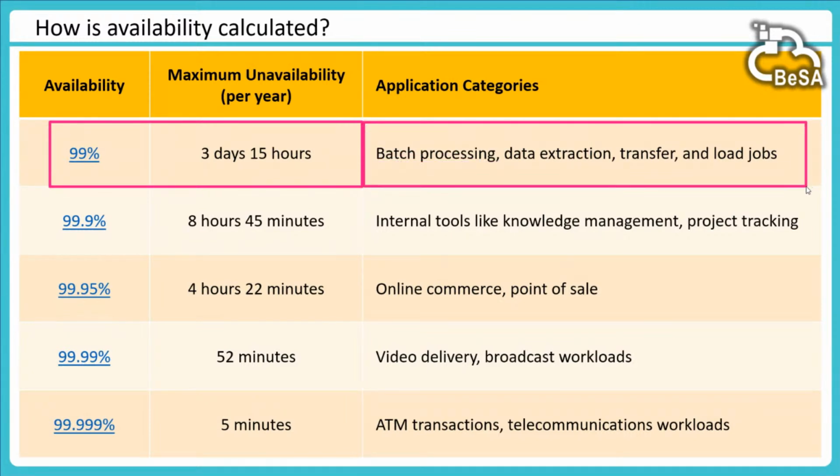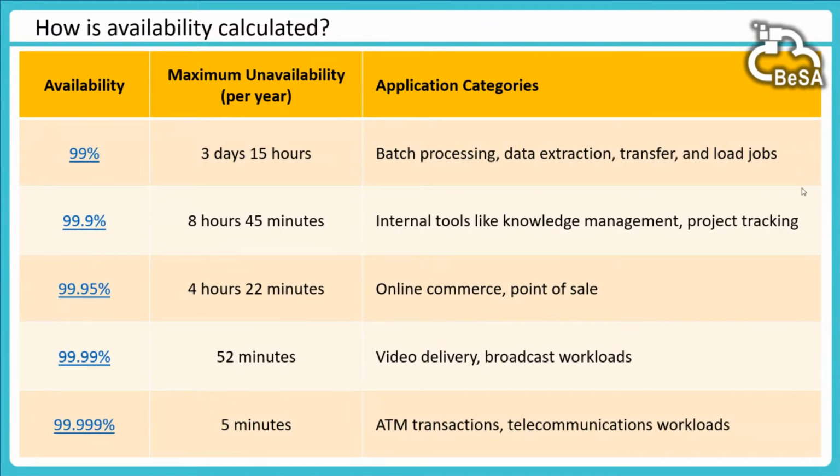What kind of application would be well suited for it? Let's say you are running some data extraction ETL job, some batch processing job. They are good to be running in this phase because we do not expect their output to be available at that very moment. So maybe 99% availability is good for them.